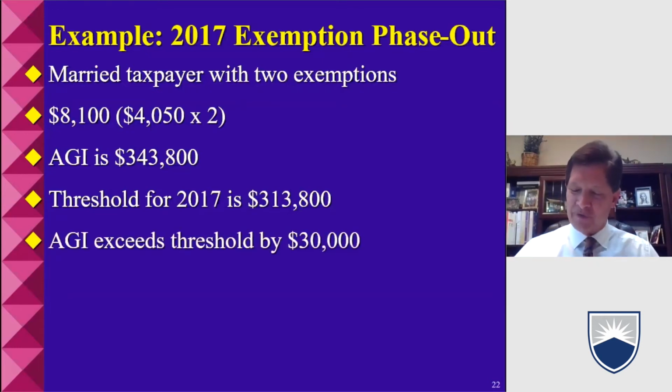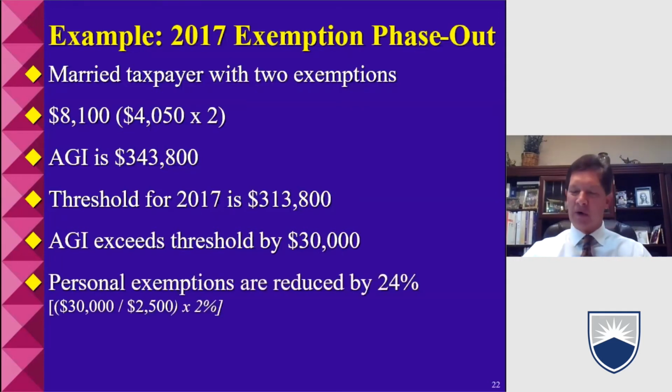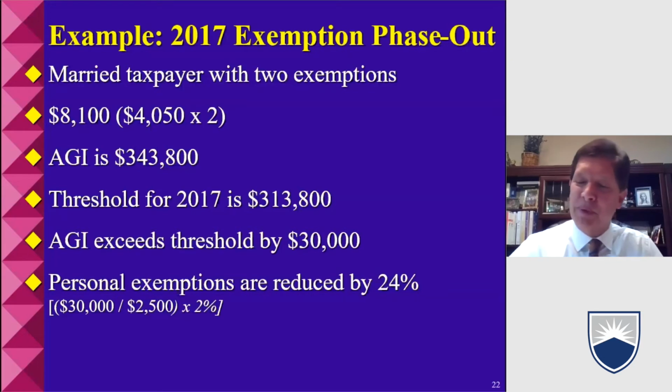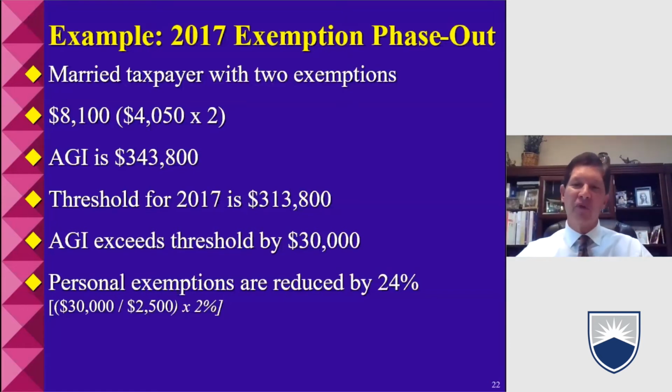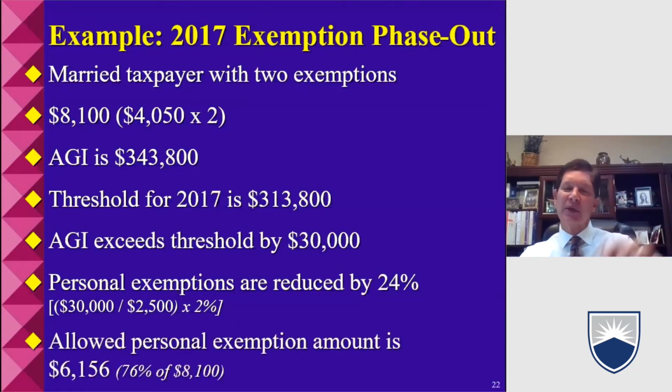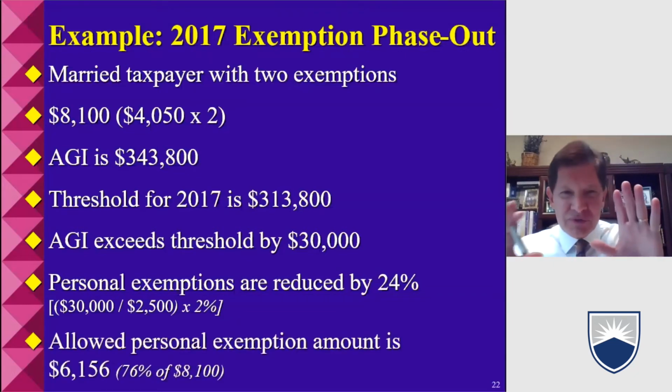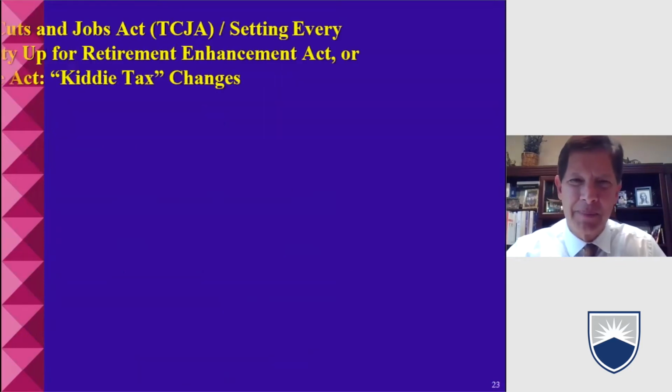Divide that by 2,500 equals 12, times 2%, equals 24. So you're losing 24% of your exemptions across the board, meaning you're allowed 76% of your otherwise allowable full exemption amount. In this case, that would be $6,156. So just be aware it may come back.